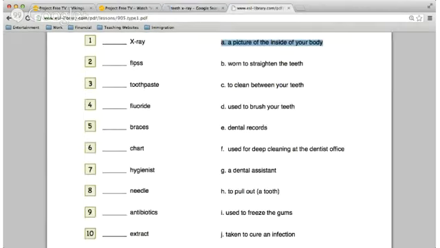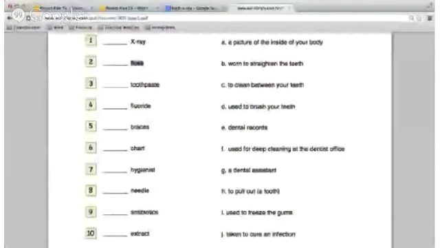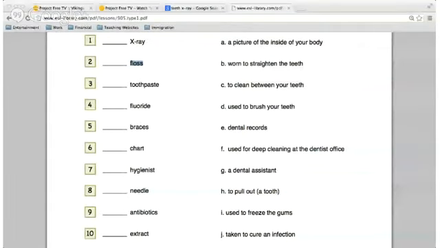All right, very good. Let's go to number two, and this is for Amparo. Floss. Okay, floss. Make sure that's the double S sound, floss. There you go. And what do you believe floss is? To clean between your teeth. Okay, good. Now this is to floss, and that would be to clean between your teeth.